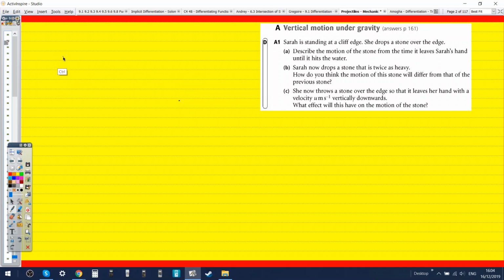Would it fall still at 9.8? She throws the stone over the edge with a velocity of u vertically. What effect will this have on the motion of the stone? I think that will just be added to the acceleration. So this one I think will accelerate downwards at g. This will also be the same, and then this one will be u plus g.